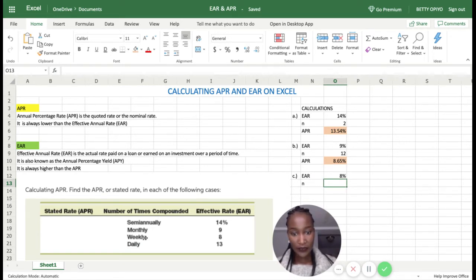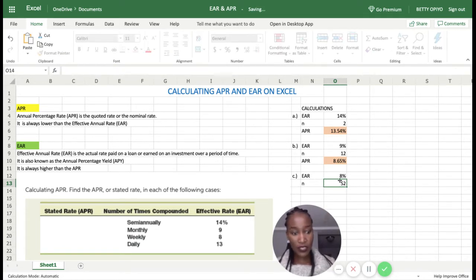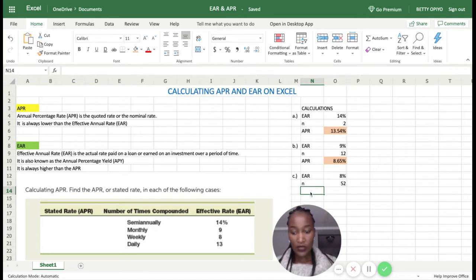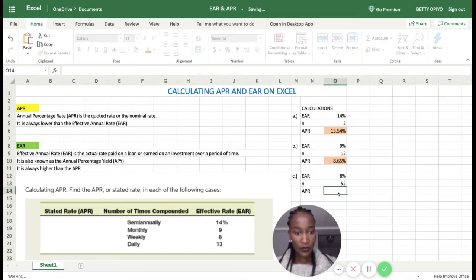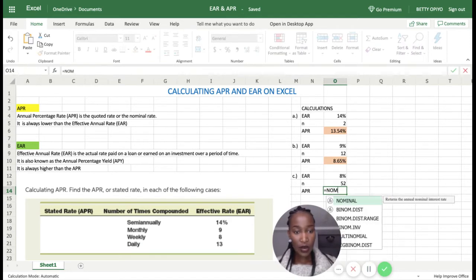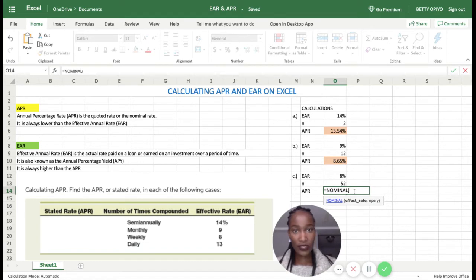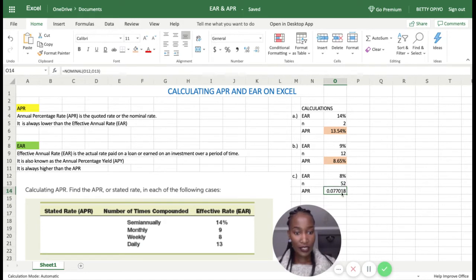Number of compounding periods, and we have approximately 52 weeks in a year. We can use that to find APR, which is what we're looking for, or the nominal rate. Then you do an equal sign, NOM, and the nominal function will come up. And then effective rate, click on the cell that has 8%, comma, and then N, the number of compounding periods per year, is 52, close the bracket, enter. And then you change that to a percentage, it becomes 7.70%.